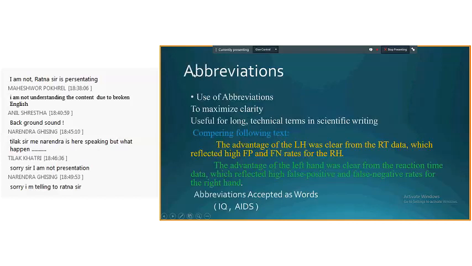Abbreviation: use of the abbreviation to maximize clarity, used for long technical terms in scientific writing. Comparing the following two texts, here are two texts, comparing by request in that time.